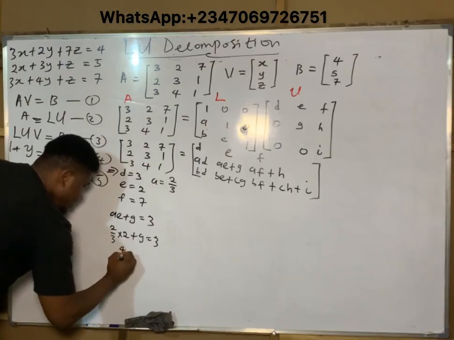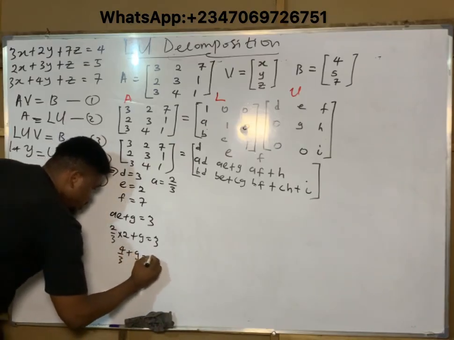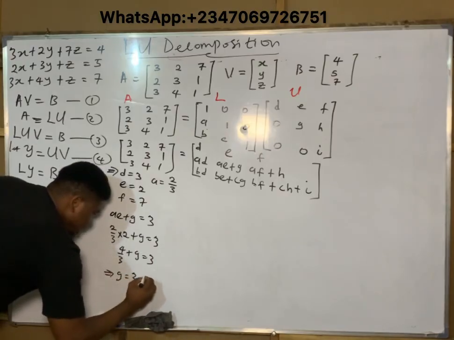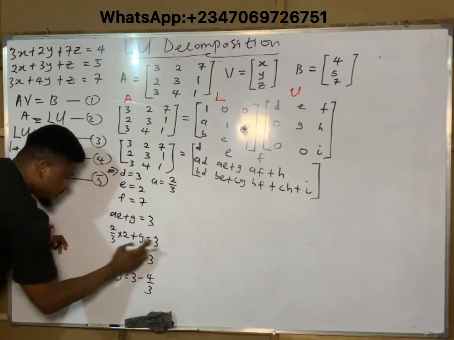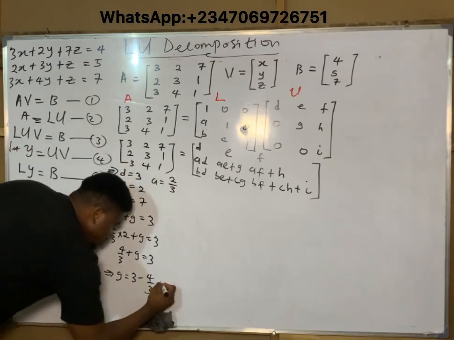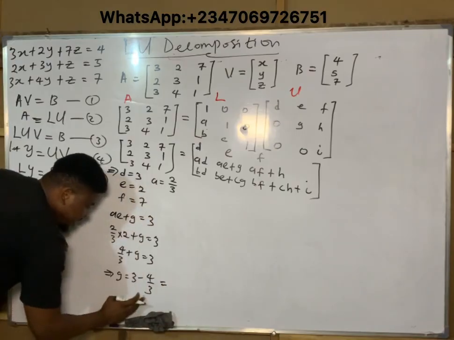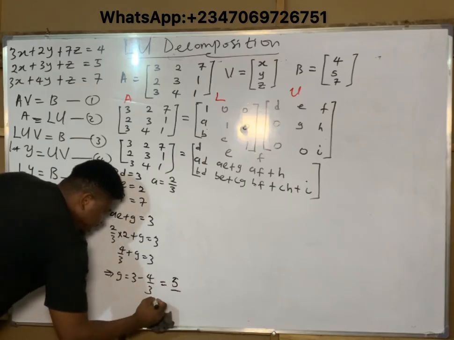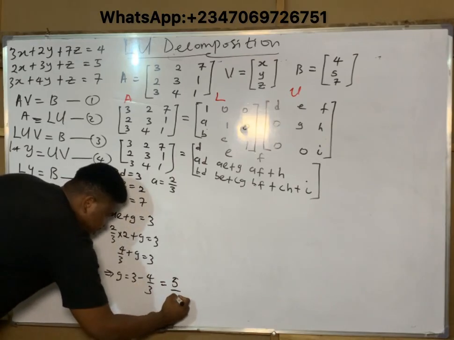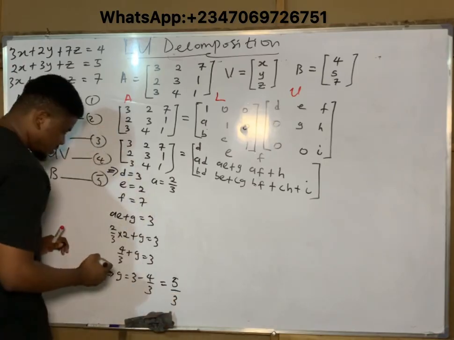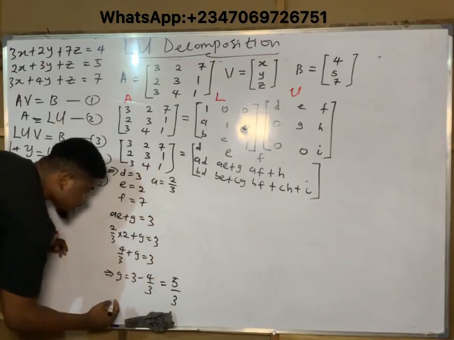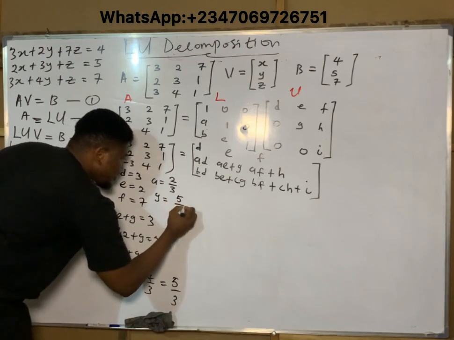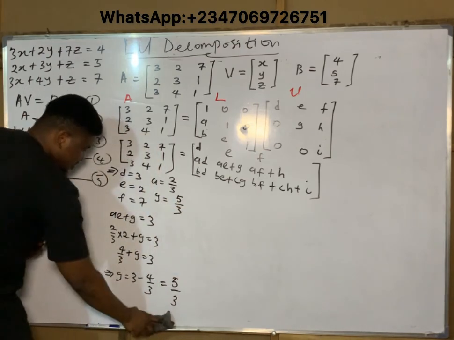So this is going to be 4 over 3 plus G to be equal to 3, which implies that G equals 3 minus 4 all over 3. Simply sending 4 over 3 over here, right? So this is going to be equal to, taking LCM now, it becomes 9 minus 4, which is 5 all over 3. So it means that G is 5 over 3. So I have my G to be equal to 5 all over 3. So we can take this off.